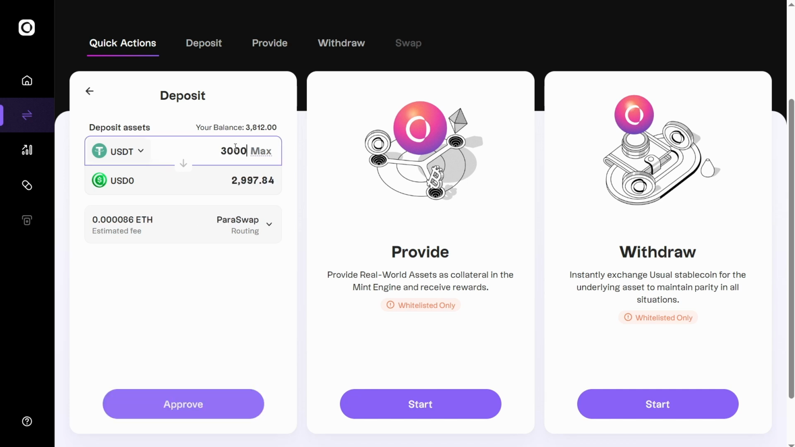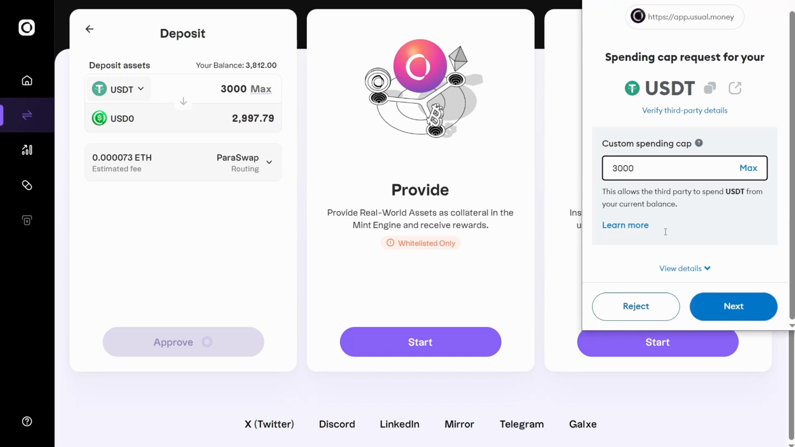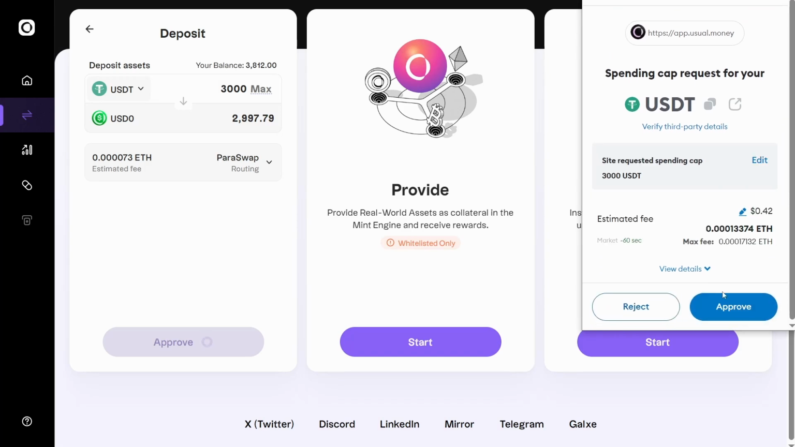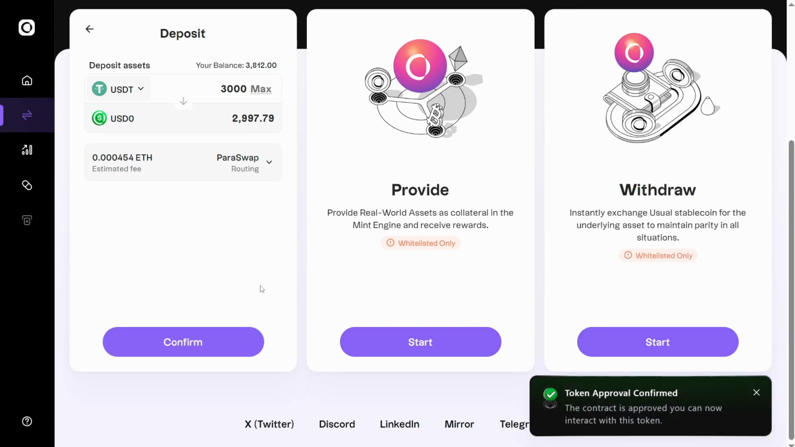Write 3000 USDT into the form field again. I will receive 2997 USD0. There is a small network fee. Approve. Next. 42 cents is a network fee. Approve. Token approval confirmed.